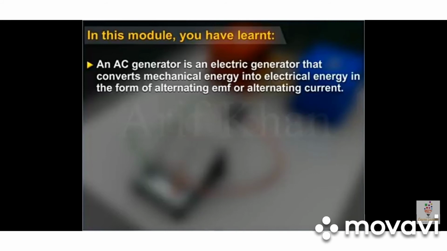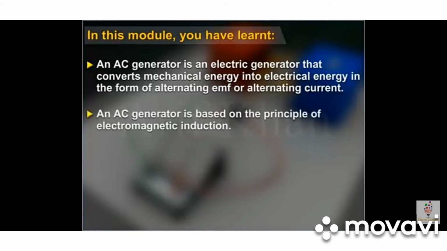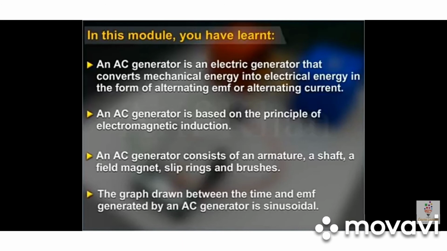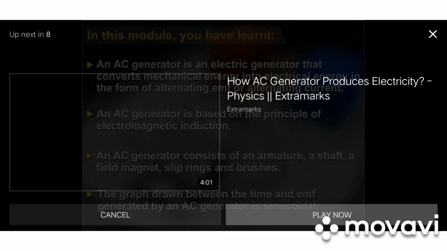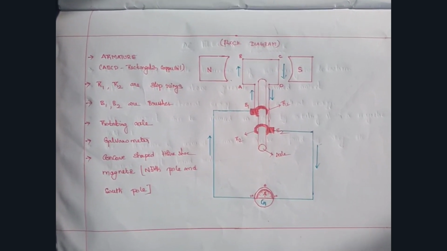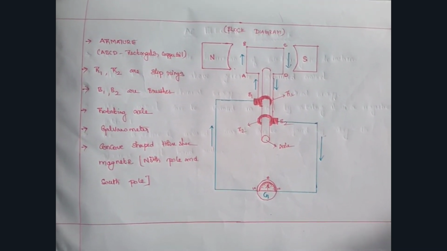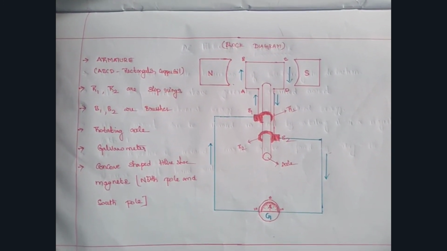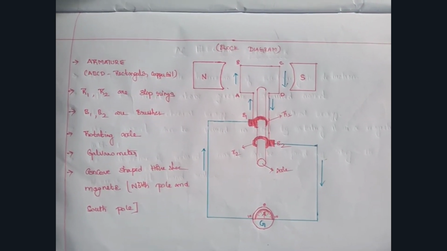Now in this module we have learnt that the alternating generator is an electric generator that converts mechanical energy into electrical energy in the form of alternating EMF or alternating current. An AC generator is based on the principle of electromagnetic induction. An AC generator consists of an armature, a shaft, a field magnet, slip rings and brushes. The graph drawn between the time and EMF generated by an AC generator is sinusoidal. So in the alternating current generator, the mechanical energy is converted into electrical energy by using the shaft axle rotating the copper wound rectangular armature.